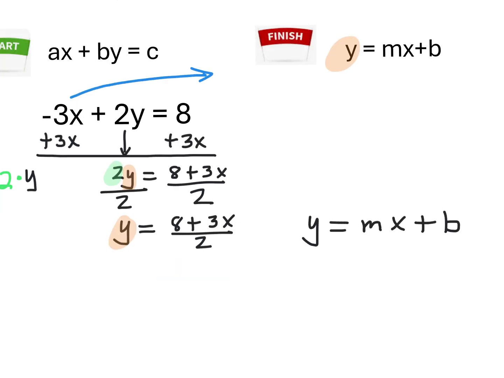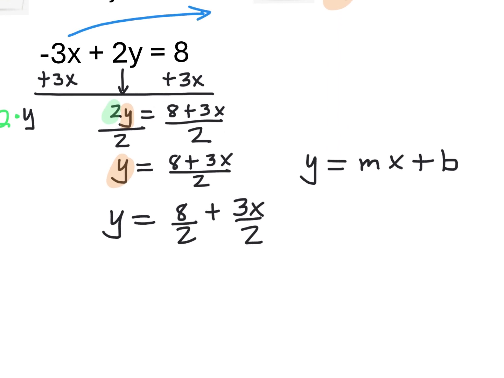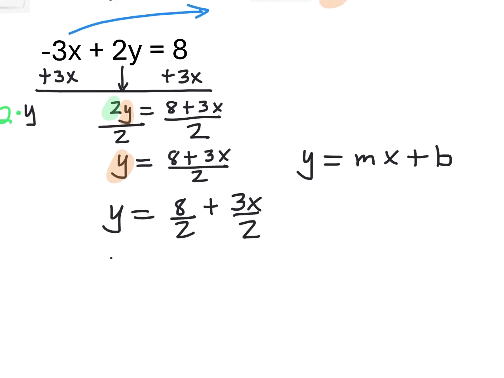But what I've got still doesn't quite look exactly like what I want it to. So I'm going to separate the 8 and the 3x, and I'm going to divide them both by 2 separately to make that a little bit easier to work with. So 8 divided by 2 is 4. And then 3 divided by 2 as a simplified fraction is 3 over 2. If you don't know how to do that, I will help you with that. Please let me know. And then don't forget about the x.